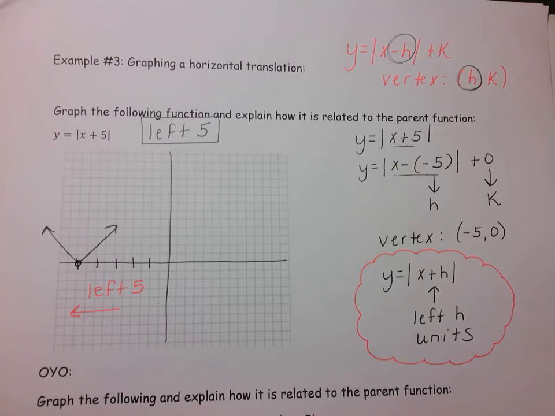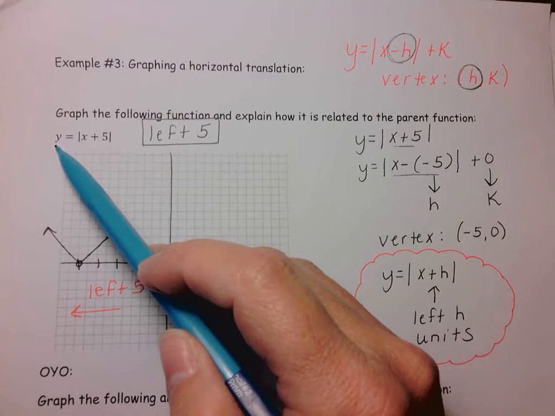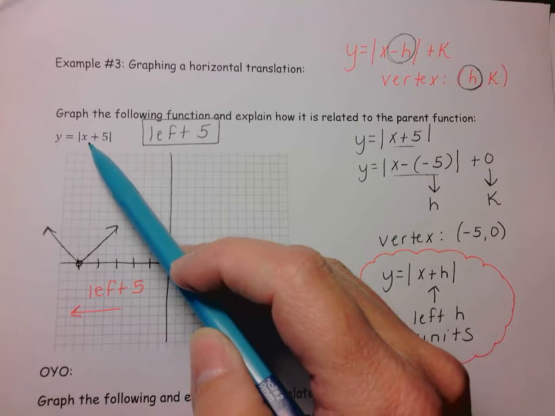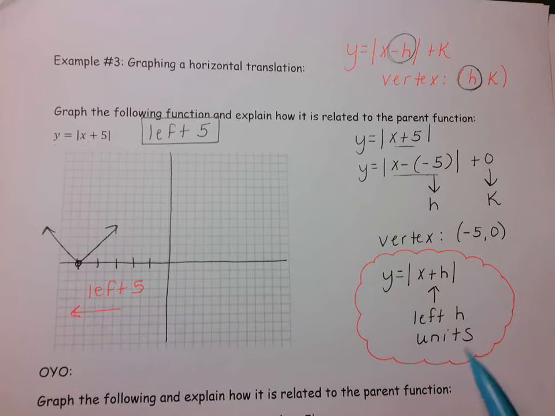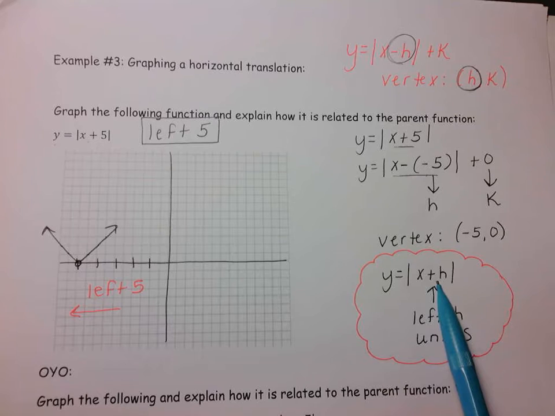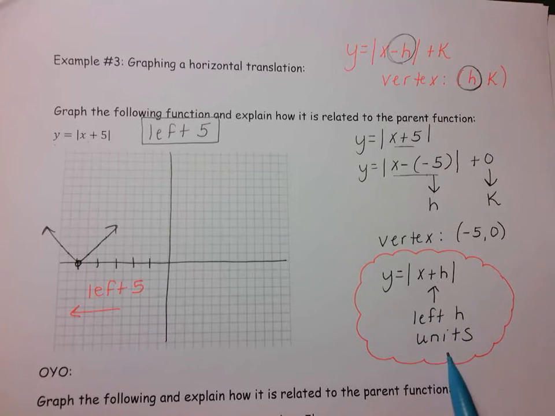And it makes sense if you think about it. When is y 0? Y is going to be 0 when x is -5. So I need to shift my vertex to the left 5. So that is why whenever you have a plus h inside the absolute value bars, that means this vertex is going to be shifted to the left h units.